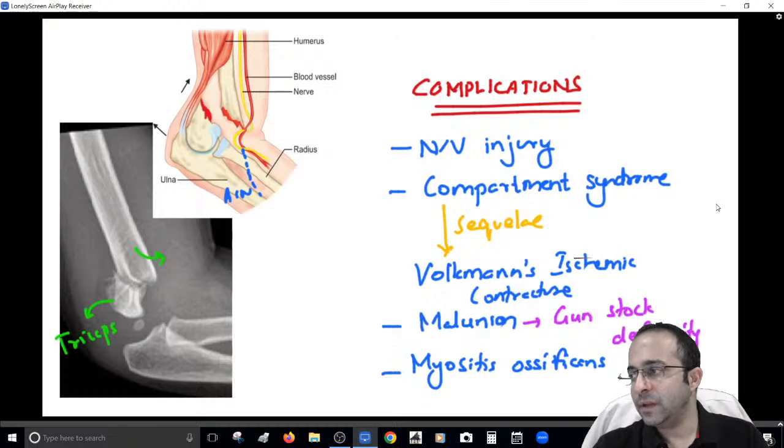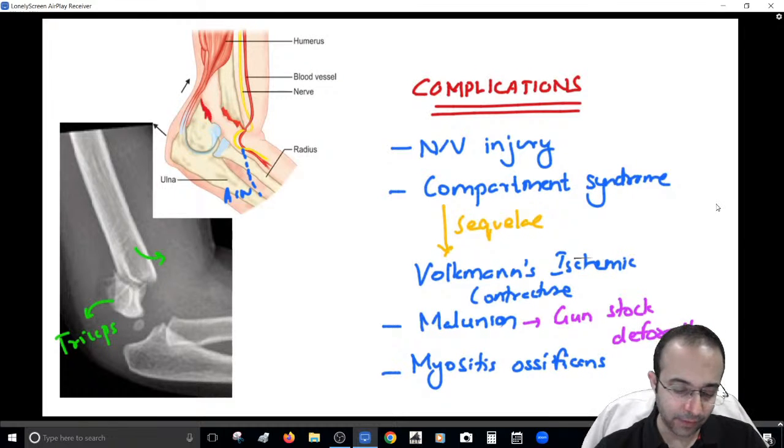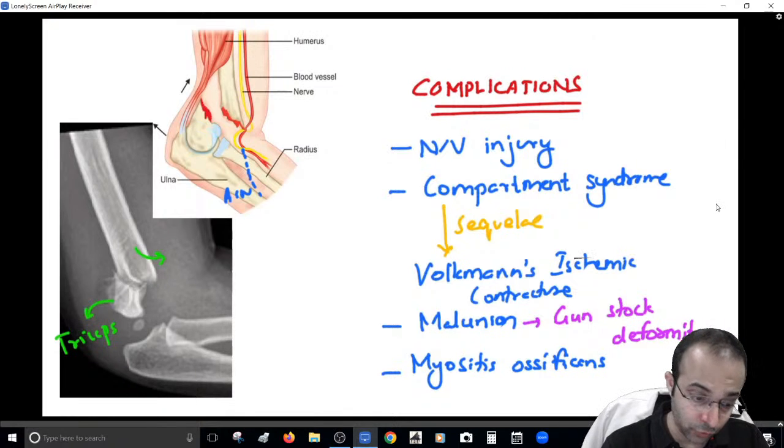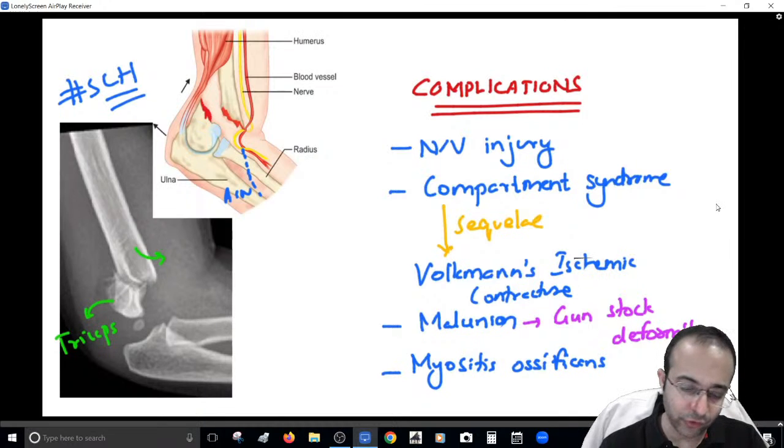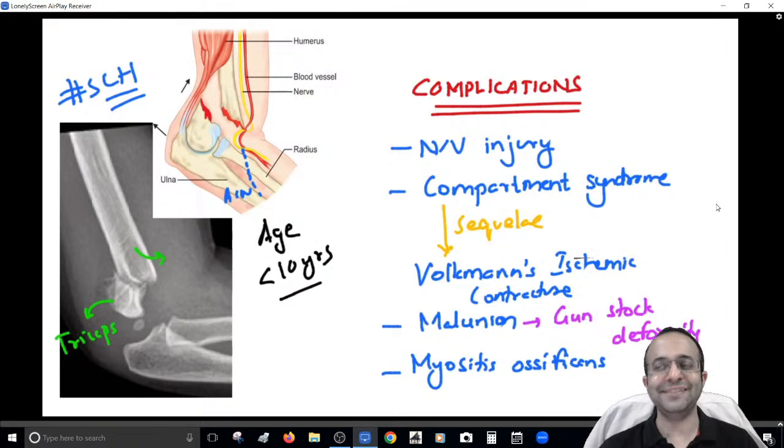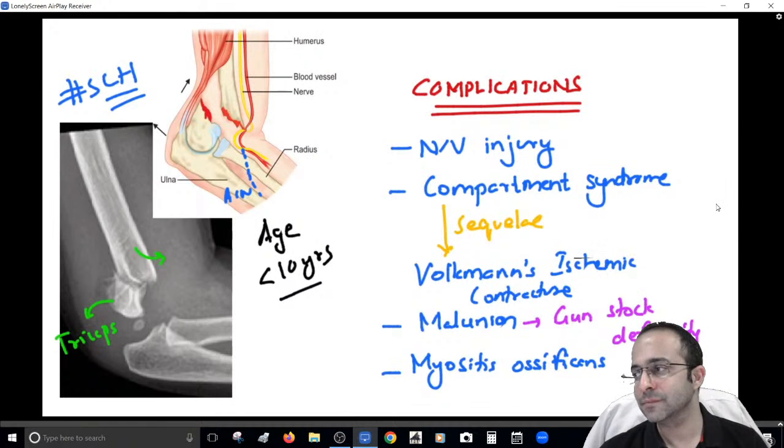So Shakur, what is the disc-like translucent thing below the triceps? I think you're talking of this small shadow here. It's basically an epiphyseal center. This particular fracture, supracondylar humerus, is a fracture that you find in children who are under the age of 10 years. So often you find those epiphyseal centers that are not fused properly.